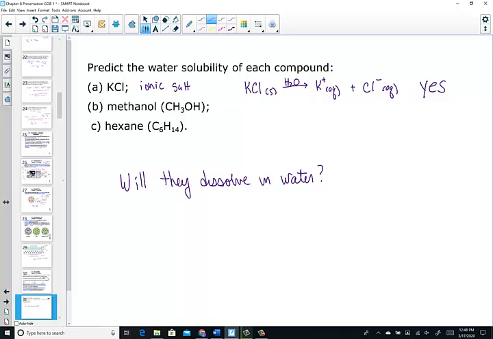So we were talking about solubility. We said potassium chloride is an ionic salt. So yes, it is water soluble.